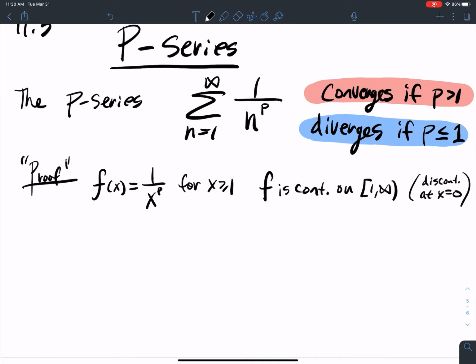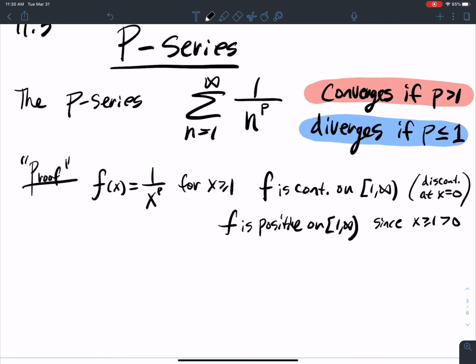The only place that I can't do something is if I divide by 0, like x to the p equal to 0 in the denominator, that means x equals 0 there. So I can't have dividing by 0. Okay. Also, f is positive on 1 to infinity. Why? Well, since x is greater than or equal to 1, what does that mean? Okay, and 1 is greater than 0.